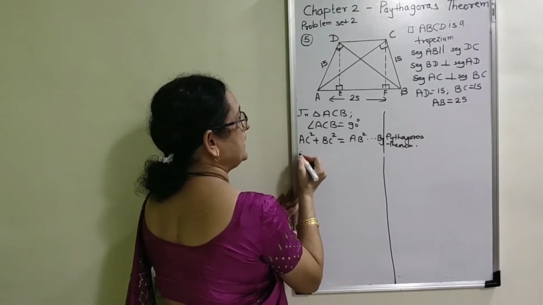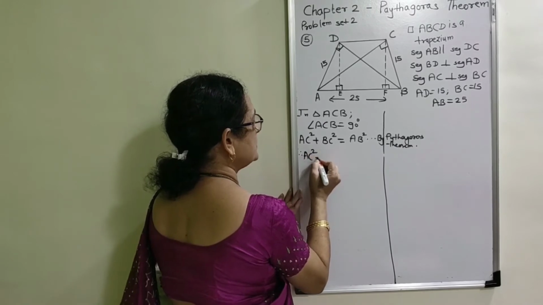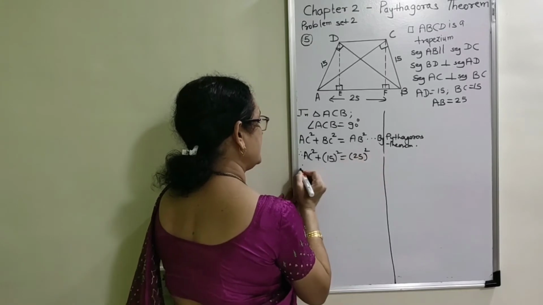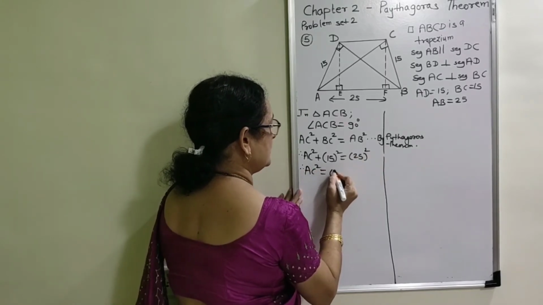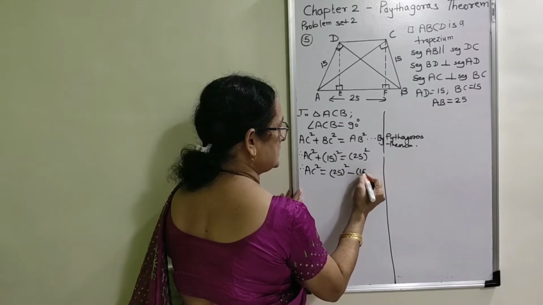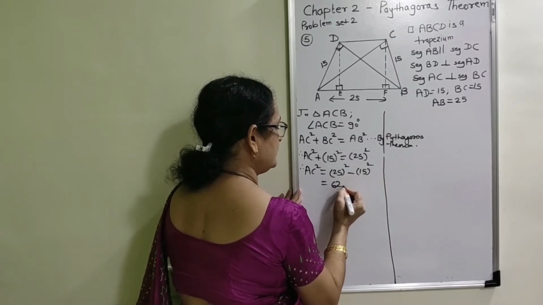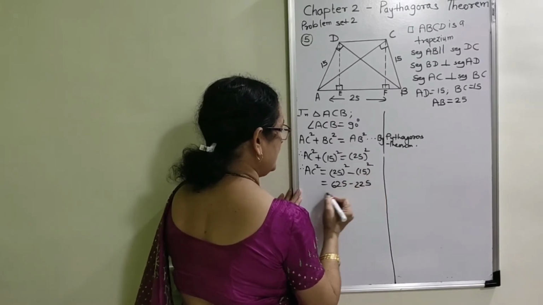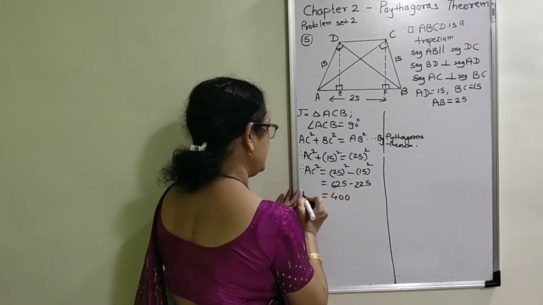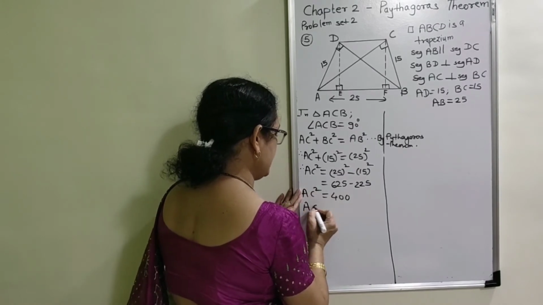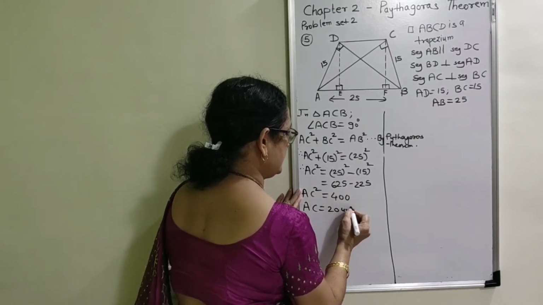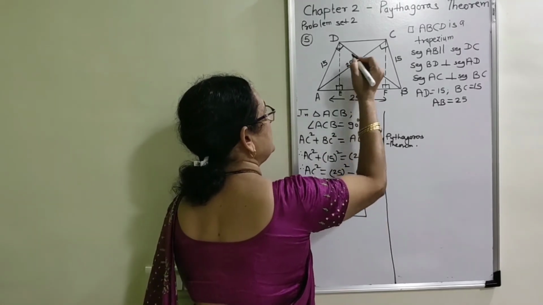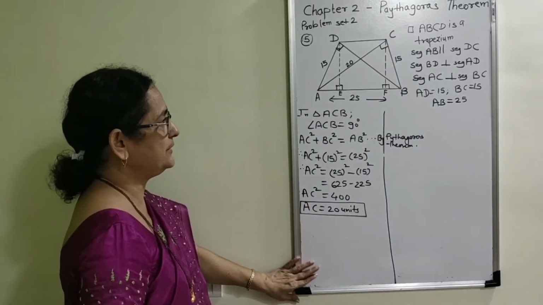Now AC square we are going to find out. BC is 15, AB is 25. Therefore, AC square is equal to 25 square minus 15 square, which is equal to 625 minus 225, which is equal to 400. And taking square roots, we will get AC is equal to 20 units. This is our first calculation, that we have calculated AC is equal to 20 units.